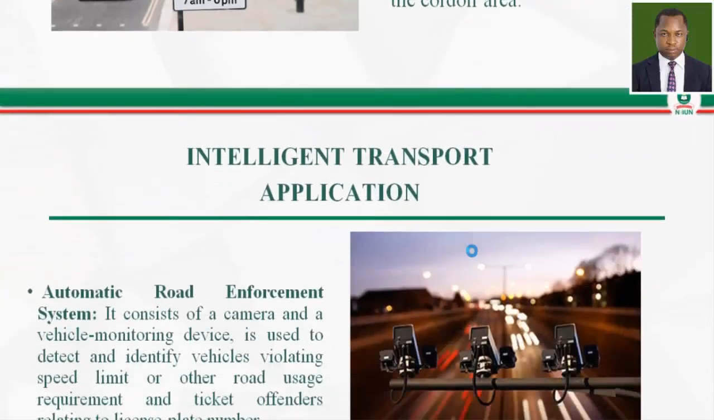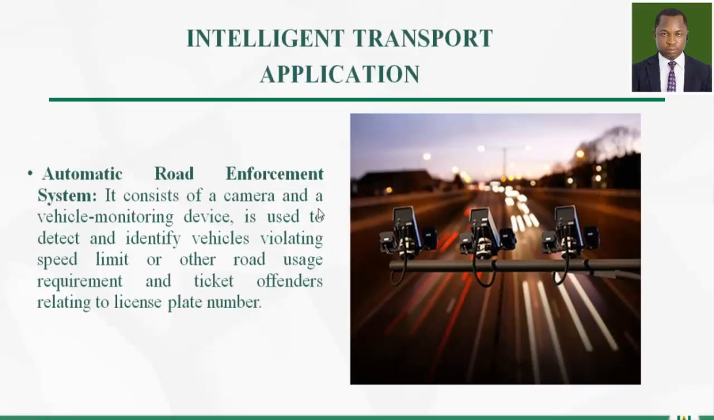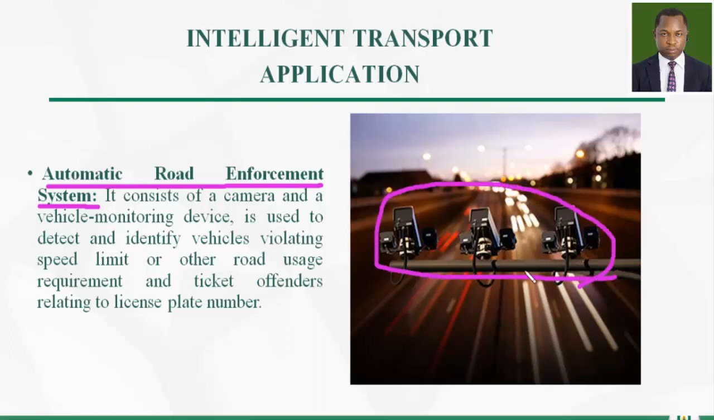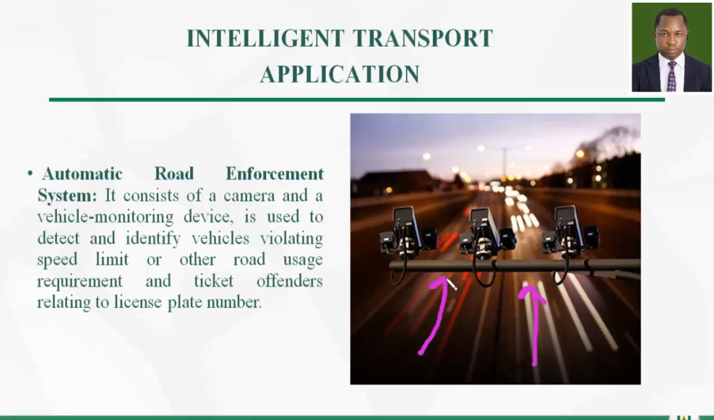All right, now let's look at the automatic road enforcement system. The automatic road enforcement system is a system that enforces road policies automatically. You can look at these cameras here watching the expressway to pick up violators of road policies, so they can be prosecuted. So this is done automatically.